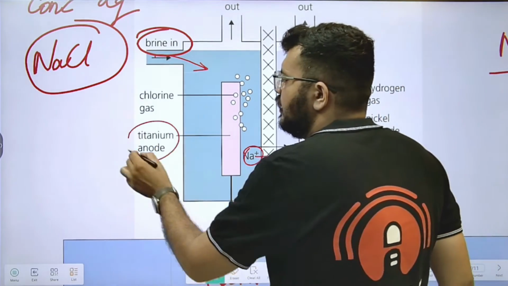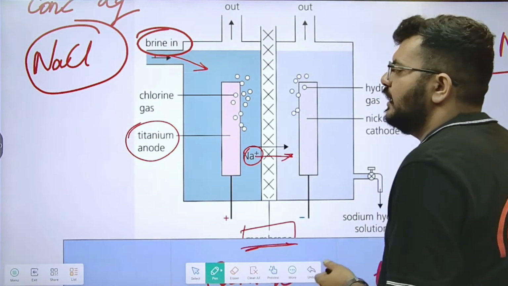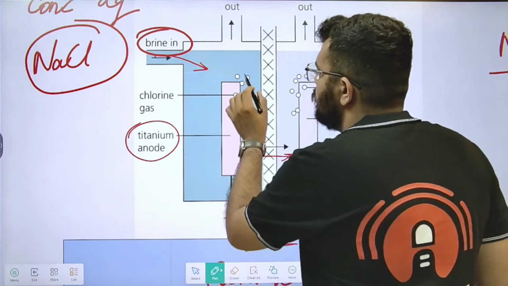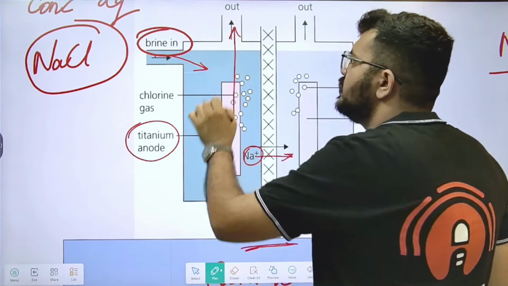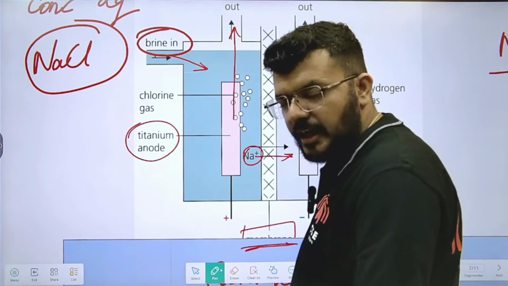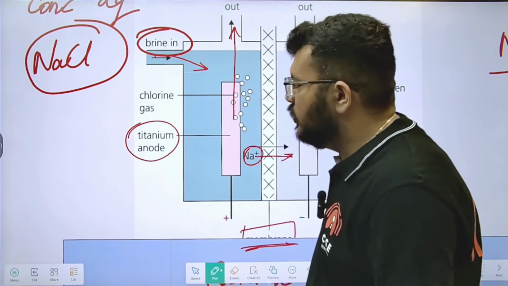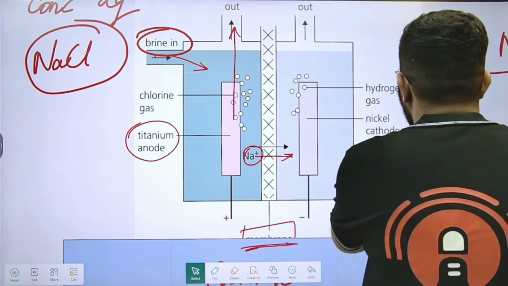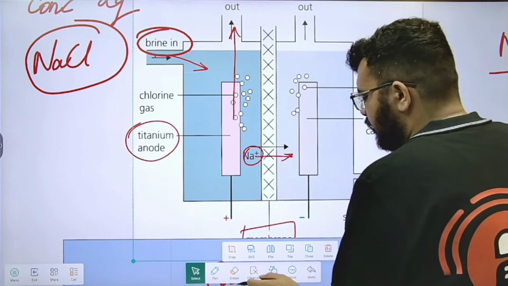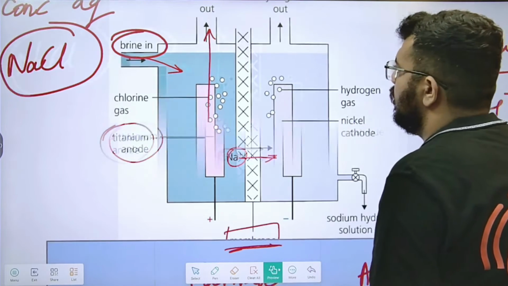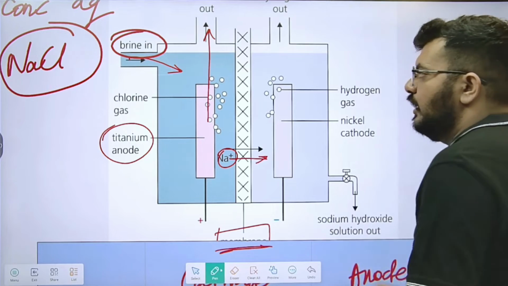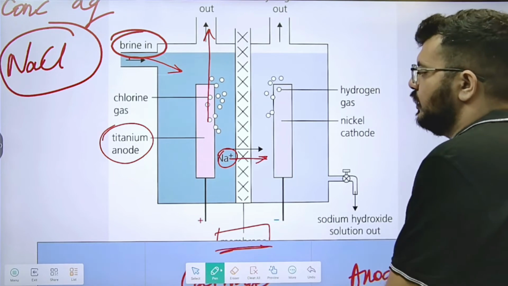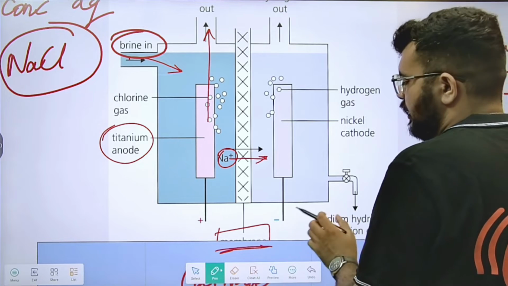This is a titanium anode. What will happen at titanium anode? Just as we saw, chlorine gas is produced, and because it is a gas, it goes upwards, and you can collect this chlorine gas. There are a lot of uses of chlorine gas. You can understand them from your textbook. If it's new edition, you will not find it because it is not in syllabus like this. You just have to remember those equations. You don't have to understand the uses and that kind of things.